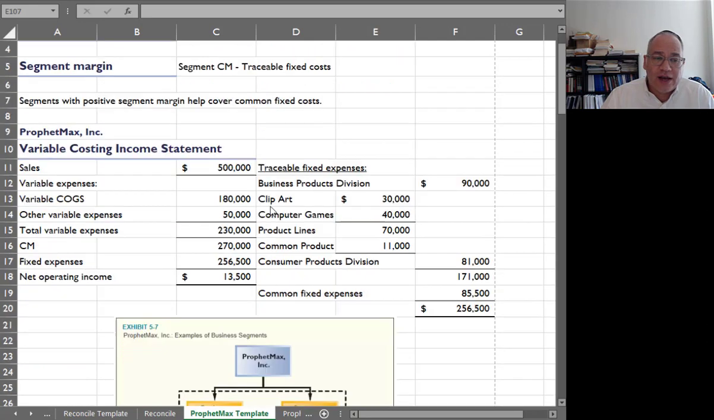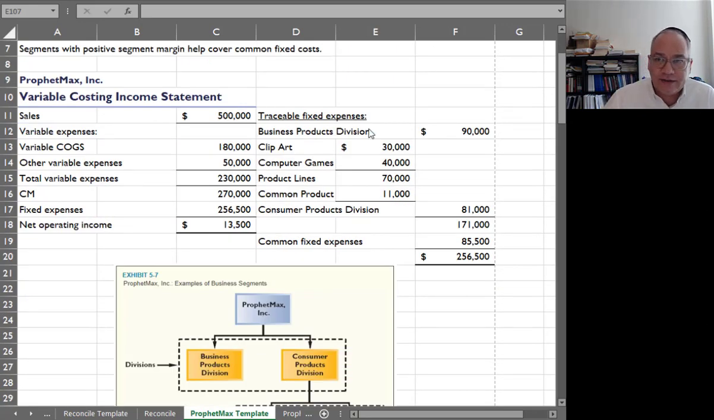So let's look at the example in the book again, Profit Max Inc. Here's an income statement for Profit Max Inc. You could see here sales minus variable cost of goods sold and other variable expenses, probably selling expenses, equals total variable expenses, giving you a contribution margin of $270,000, minus fixed expenses equals net operating income, $13,500. So you may look at this and be like, what's the big deal? I'm going to explain to you how you can break this down and start to understand where the money is and where it isn't within this company.